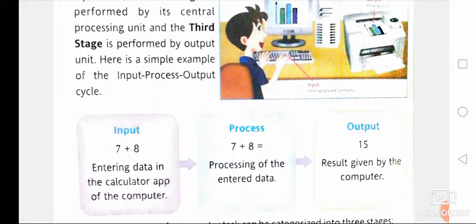For example, we have to add two numbers, 7 and 8. Here 7 and 8, two numbers. These two numbers are the input. Then adding 7 plus 8, that is the process, and the total amount 15 is the output of the process.